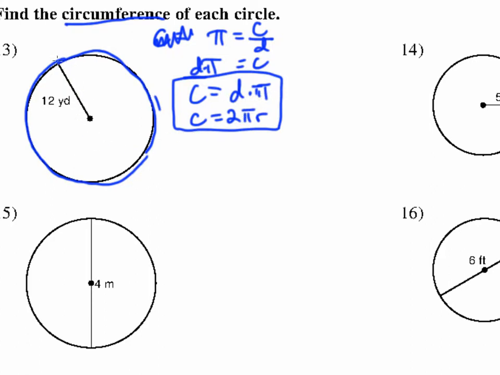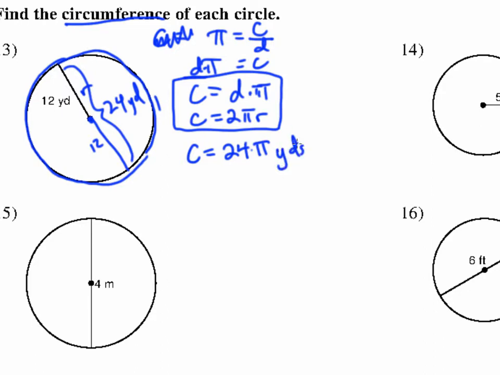So here we go. This is obviously only half. This is a radius. So if I wanted to find the diameter, what would the diameter be? Well, this is 12, so my diameter would be 12 plus 12, or 24 yards. So the circumference would be 24 pi yards. You don't need the times here. And that's all you need.